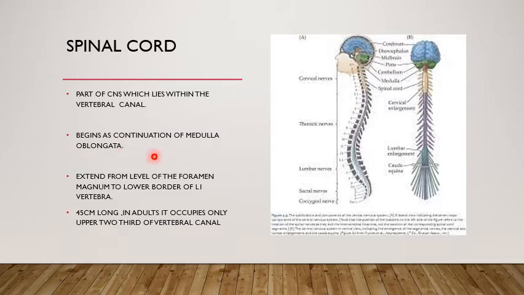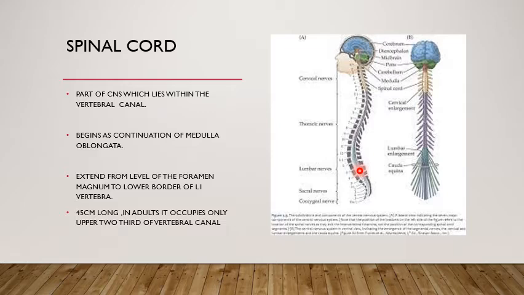Now, how is its continuation? Let us see. It begins as a continuation of the medulla. Okay, here is the medulla. उसके continuation में ये start होता है and extends from the level of the foramen magnum till the lower border of the L1 vertebra. So when you compare it to the vertebral alignments also, it runs right from the foramen magnum to the lower border of the L1 vertebra. What is the length?